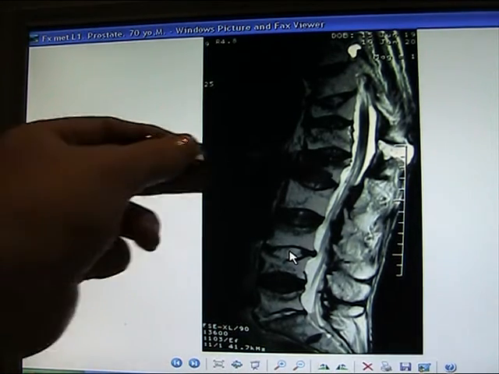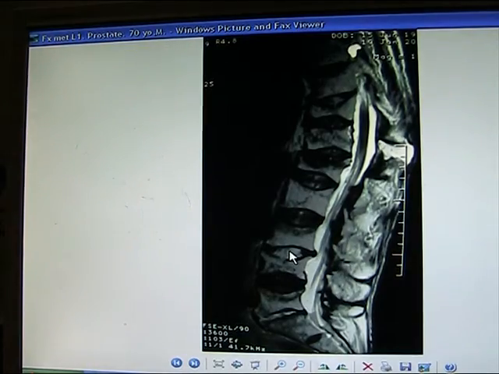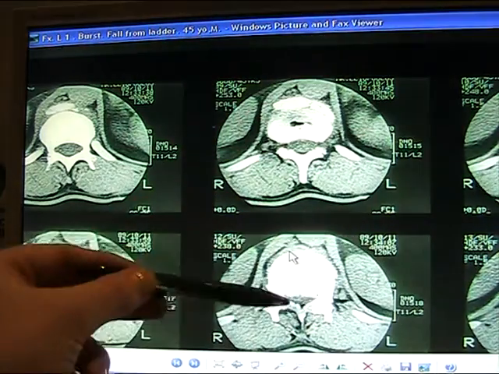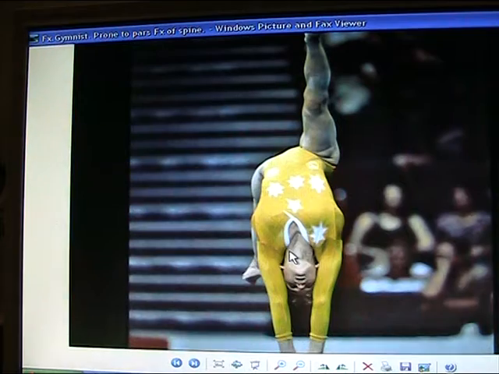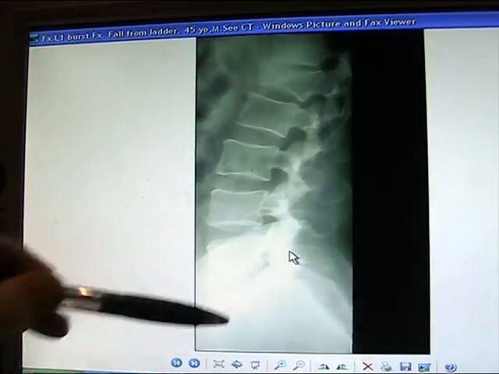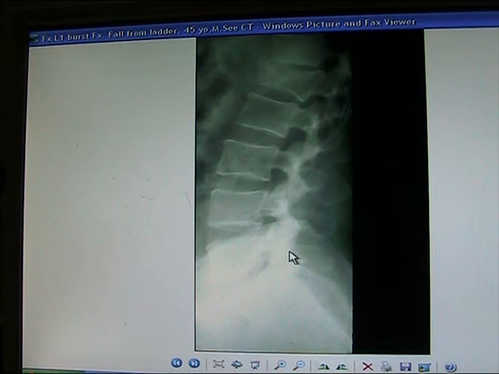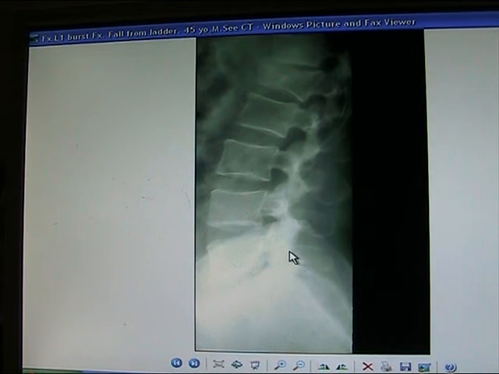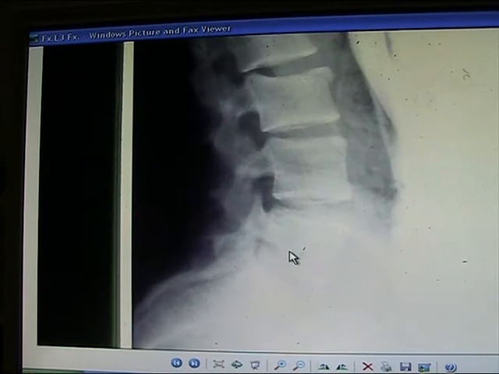L1 metastasis, prostate cancer, need some radiation there. L1 burst fracture, 45-year-old, fall from a ladder. Fairly significant occlusion of the canal. Gymnasts are prone to pars fractures. L1 burst fracture, fall from a ladder. Retropulsed fragments will have canal stenosis, needs to have open reduction, internal fixation.